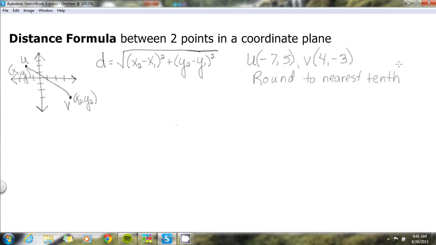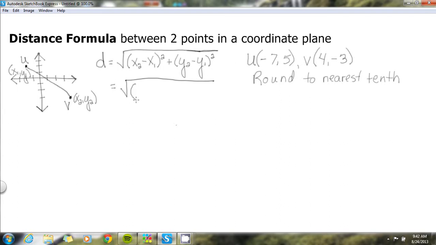So what we're going to do is take our formula and substitute into it what we have for points U and V. It really does not matter which point you start with. Just because it says x sub 2 minus x sub 1 doesn't mean you actually have to go to the second x and subtract the first x. But if it's easier for you to do that, please do so. But I'm going to show you that it doesn't really matter.